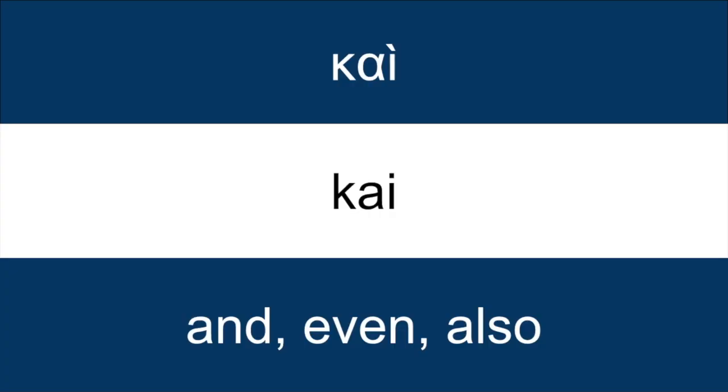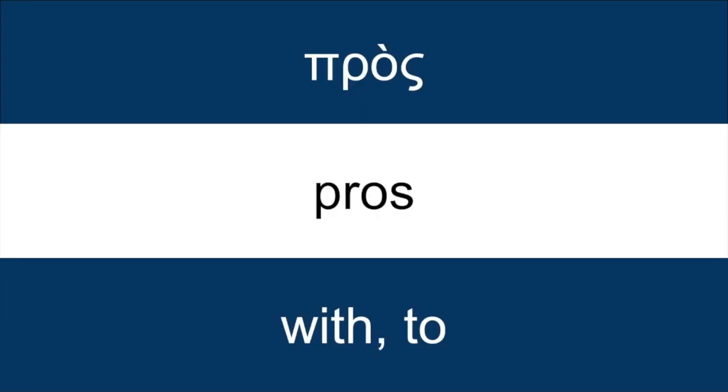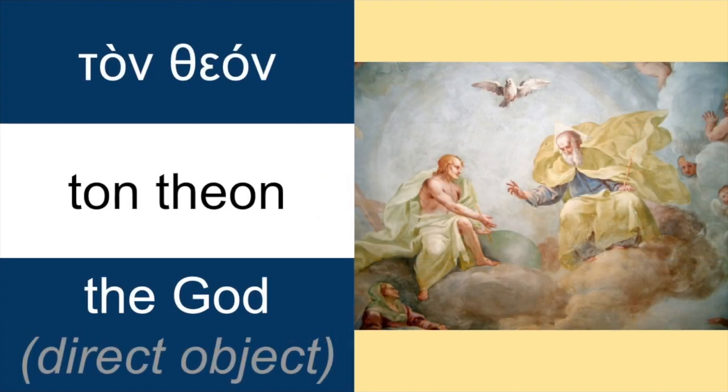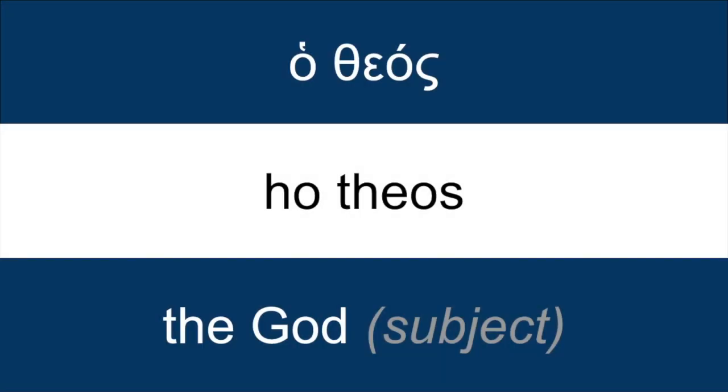Kai, and, even, or also. That's another vocabulary word for our second clause. Pros is another preposition. Our first preposition was en, epsilon nu. Pros means with or to. Ton theon means the God or God, but it's as a direct object. Nouns and articles are declined, so this is the direct object of the masculine ho theos, right? Ho theos. That's when it is a subject.